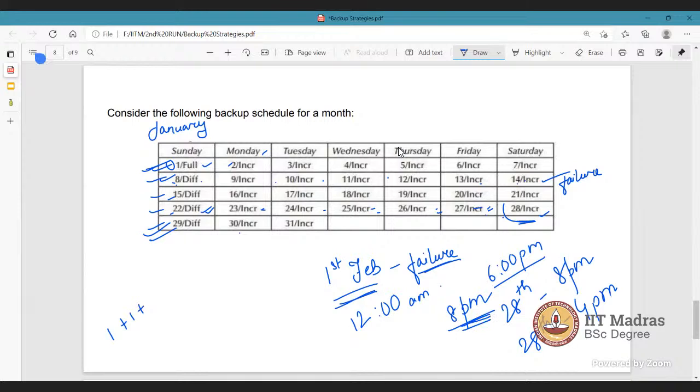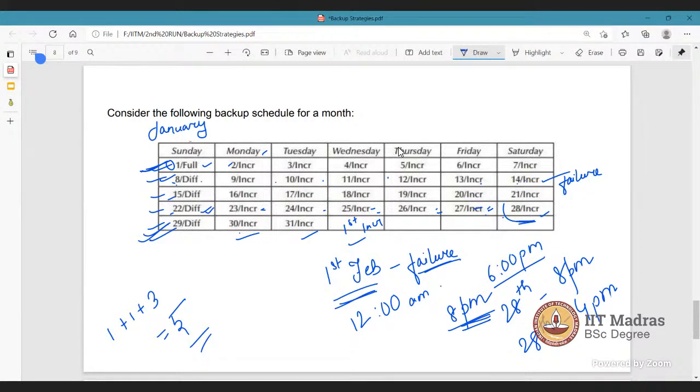Then three incremental backups, on the 30th, 31st, and 1st of February. Yes, that's correct. So on the 1st also we'll be having an incremental only, right? Yes. So it will be one full backup, one differential backup, and 3 incremental backups. So we will have a total of 5 backups required, right? Yes. Okay. So instead of differential backups, we could have also taken incremental backups, right?